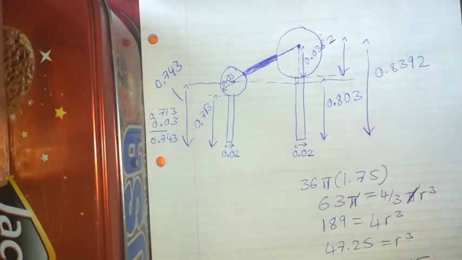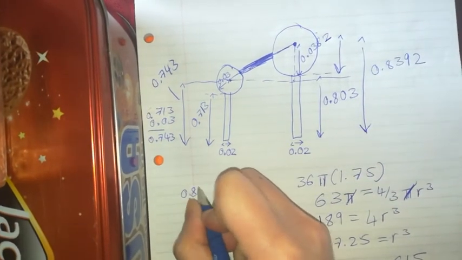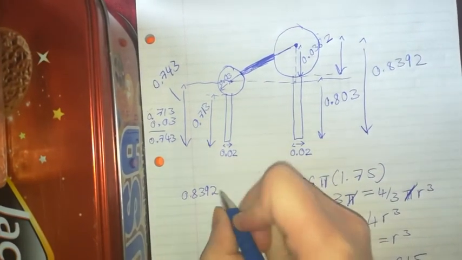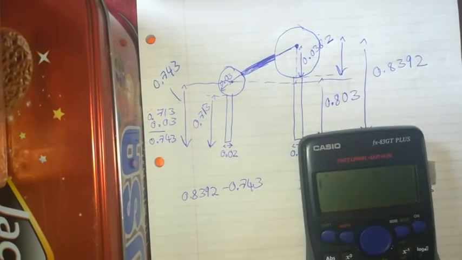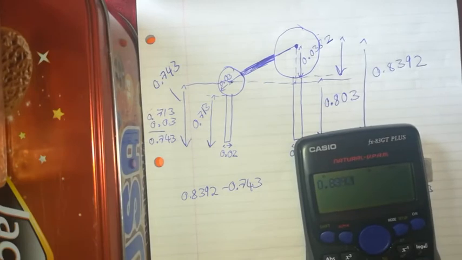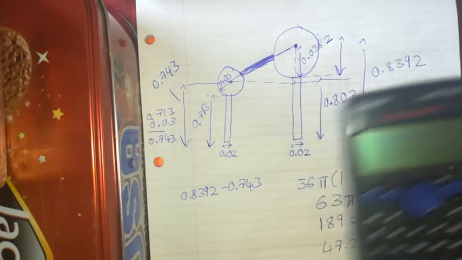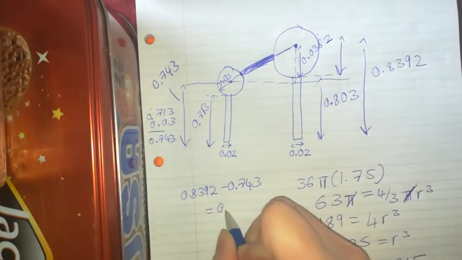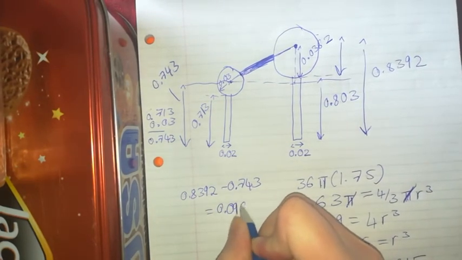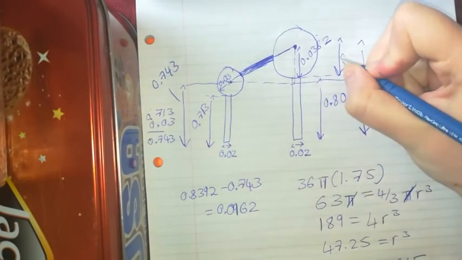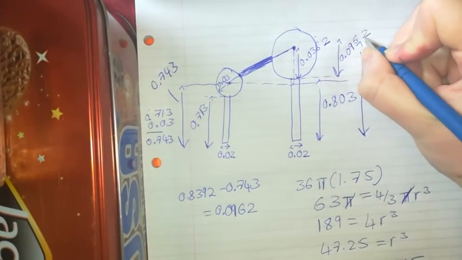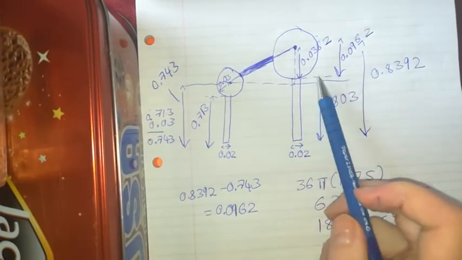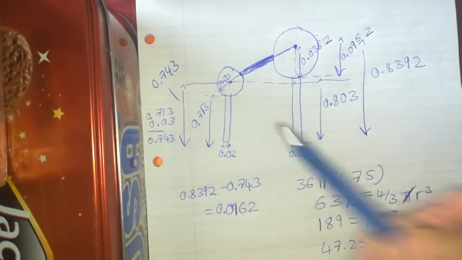If I want to get what this length here is, it's going to be 0.8392 take 0.743, and then I get 0.0962. So this here is 0.0962. But now for a right angle triangle, I need to know what this is here.